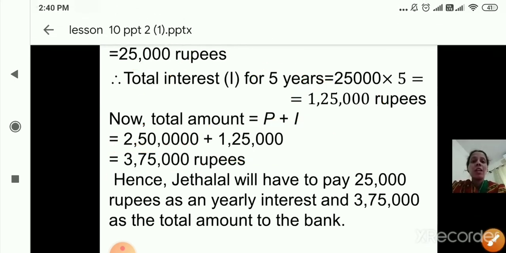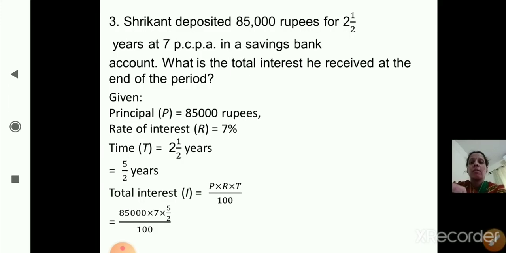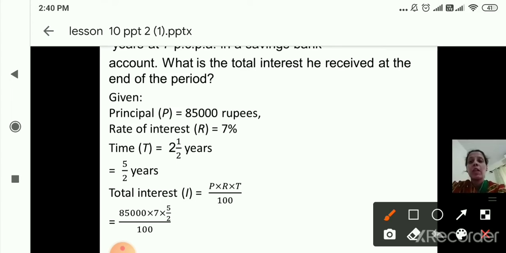Now we'll start with the next sum, that is the third sum. So this is the third question from practice set 40. Shrikant deposited 85,000 rupees for 2.5 years at 7% per annum in a savings bank account. What is the total interest he received at the end of the period? Now, what is given, that we will write down.